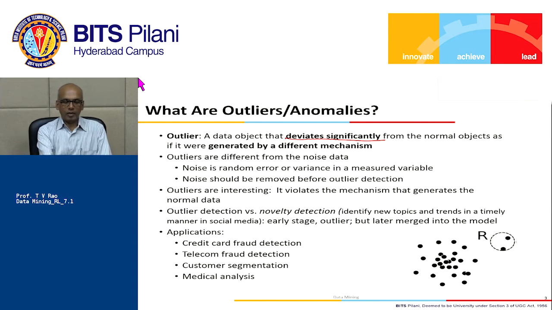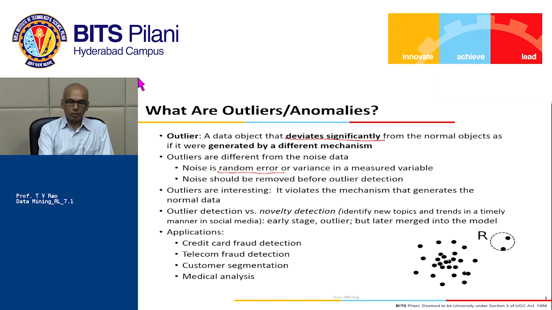So if you look at noise, it is more of a random error, but the outliers are significantly different. Sometimes the noise can also create problems with respect to finding out the true nature of the data. So it's a good idea if we can remove the noise before we start working on the outlier detection. And outliers are interesting both for a statistical reason and for understanding the events and understanding the threats or the business opportunities.